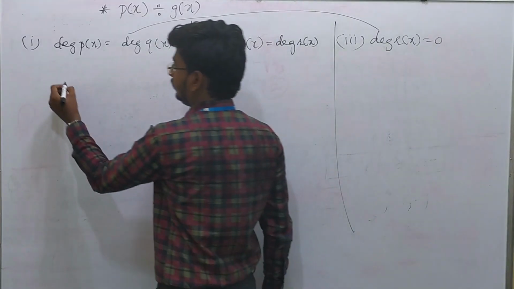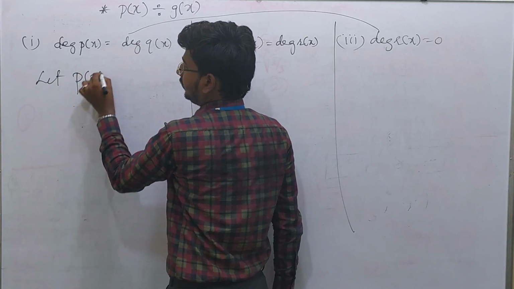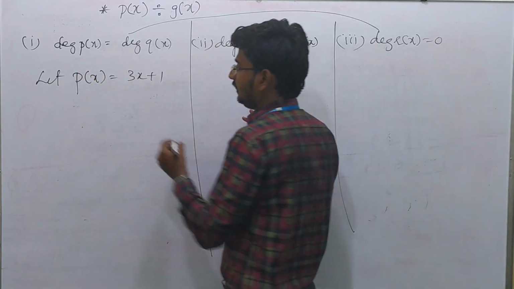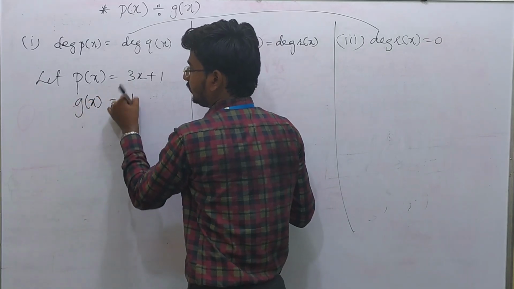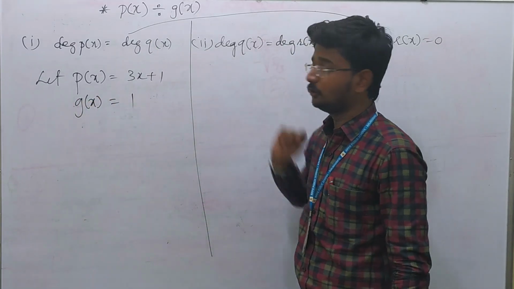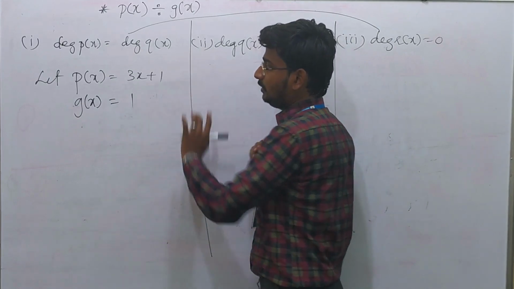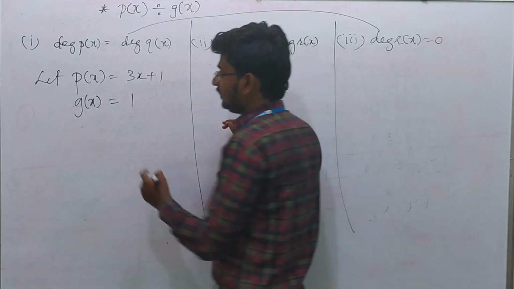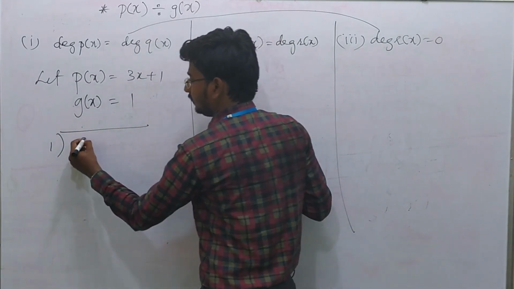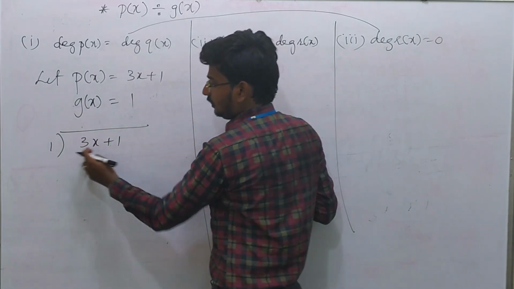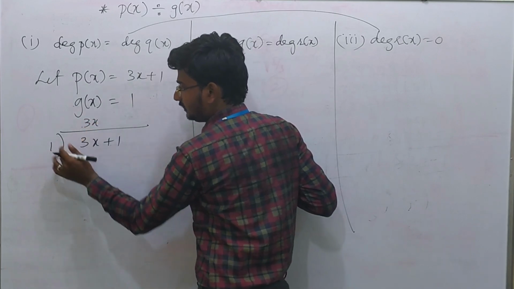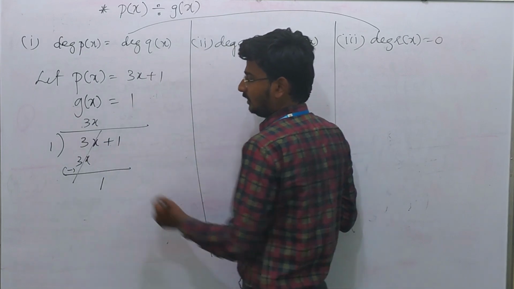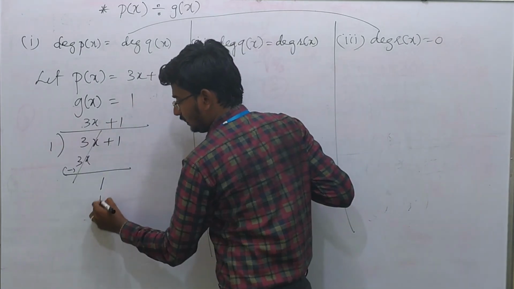Think that I will take, let p of x be 3x plus 1, a simple linear polynomial. Always divide such by g of x as 1, because the quotient should be the same. Think that you are taking p of x as some linear, you can even take quadratic or cubic. Now divide this polynomial by 1. This is 3x plus 1. So here it is 3x, I will multiply by 3x. 3x into 1 will be 3x. Change sign, cancel. 1 will be there. Again multiply by 1. 1 into 1 is 1.